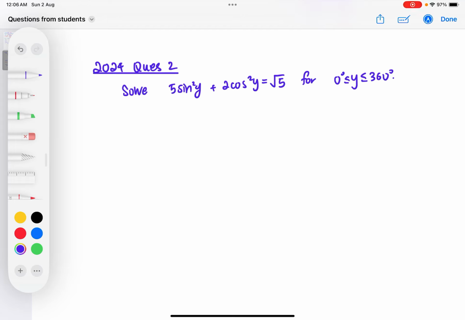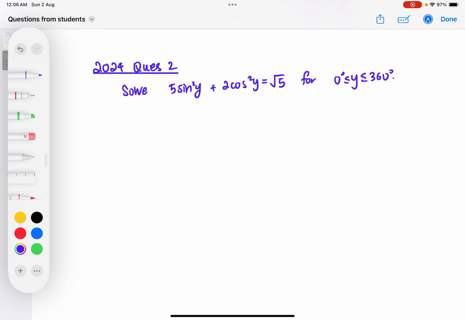Okay, this is 2024 question 2. Find all the angles between 0 and 360 inclusive which satisfy this equation. So first step, you recognize that there's sine square and cosine square, so you will have to reduce it to either one. Either you make the whole thing sine square or you make the whole thing cosine square.